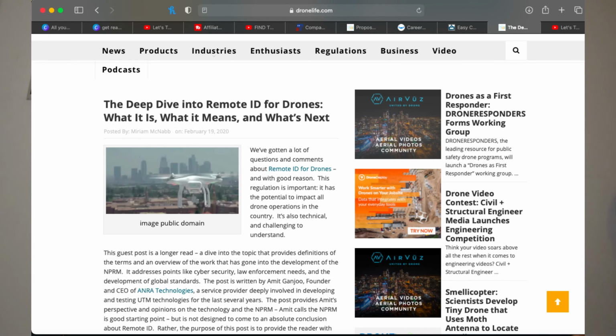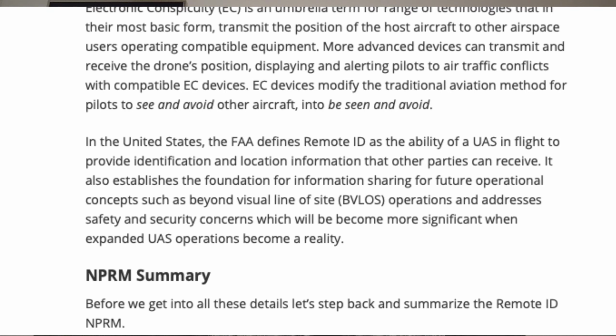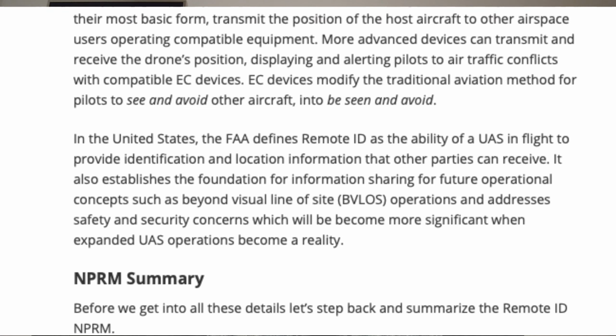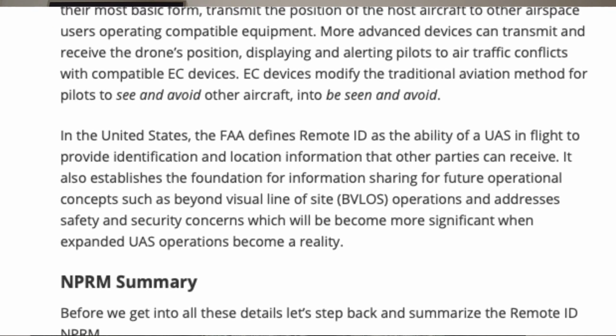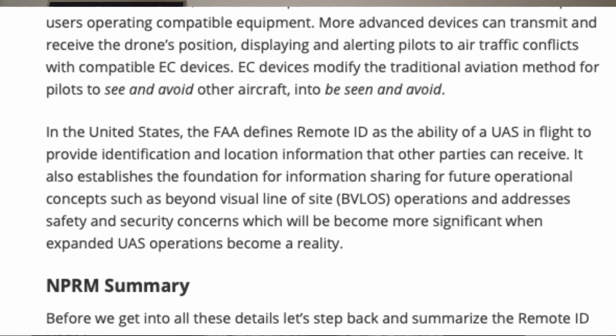Right now, this has been something that's been going on for a while. So remote ID has been something that has been proposed by the FAA, and let's get into what it really is. I'm going to go about this. This is off of dronelife.com. You can go ahead and check this out. But what this is, primarily here in the United States, the FAA defines remote ID as the ability for the UAS in flight to provide identification and location information that other parties can receive.